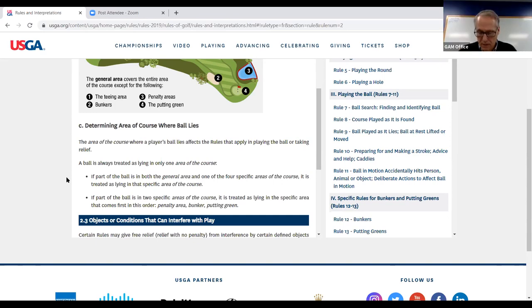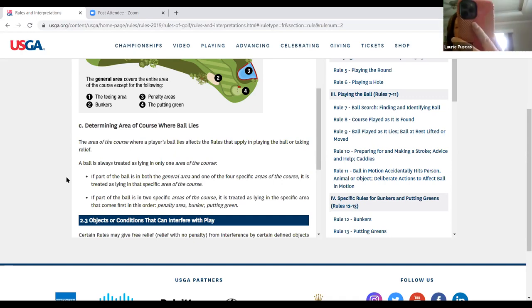So at the bottom is a cart path, and then the whole top of the curb is painted red. And then to the left is the penalty area going into water. And so the question was, if the ball is on the cart path touching the curb that's painted red, then is it considered in the penalty area?